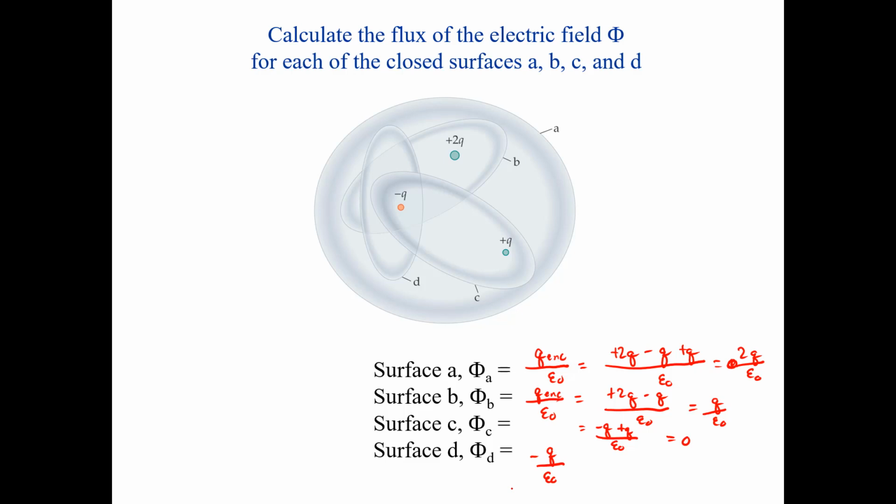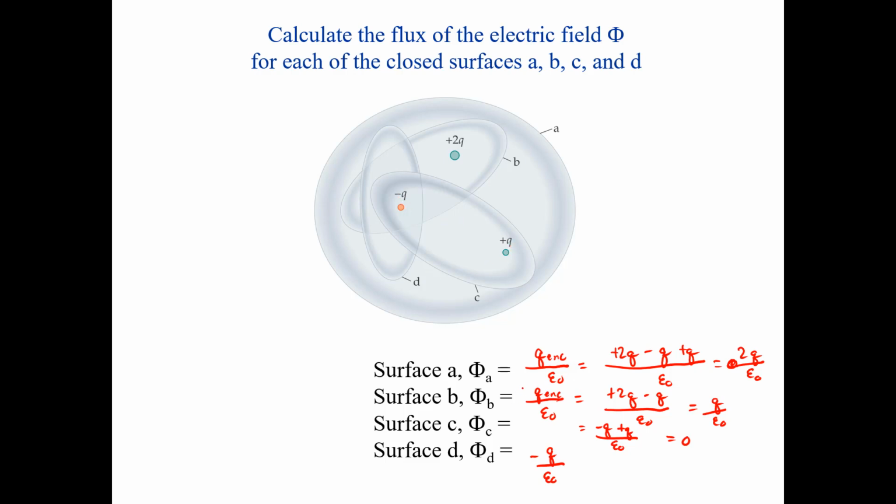Now you have this one. Calculate the flux of the electric field phi for each of the closed surfaces A, B, C, and D. Okay. So for surface A, the charge enclosed is just these three: plus 2Q minus Q, so plus Q. And then for surface B, the enclosed charge is minus Q and plus 2Q. For surface C, you have minus Q and plus Q. And for surface D is only minus Q.